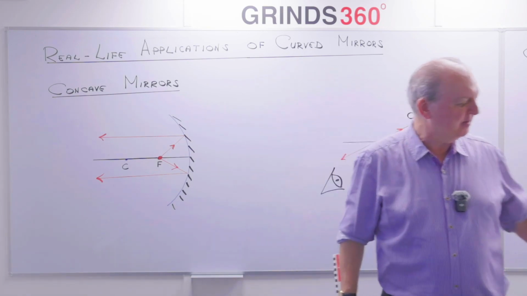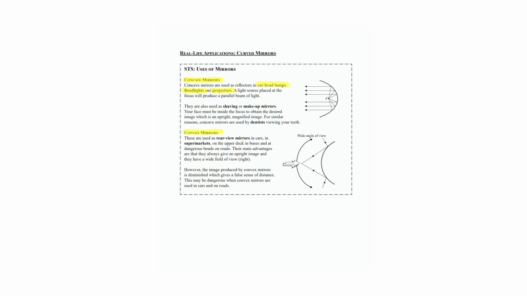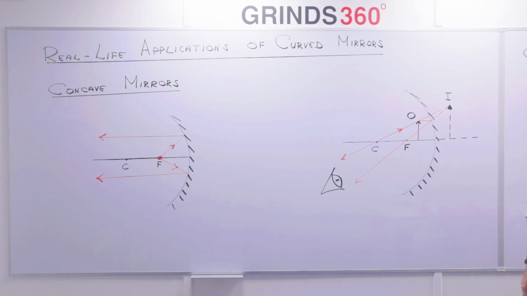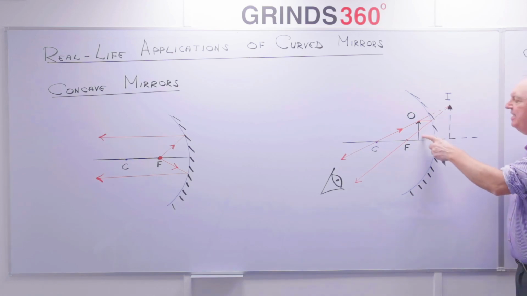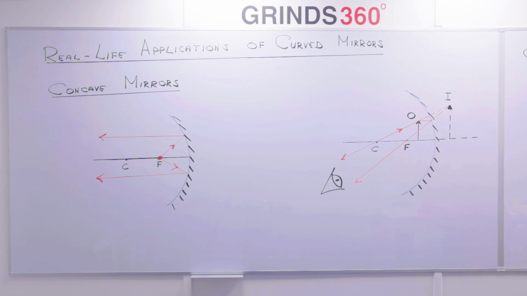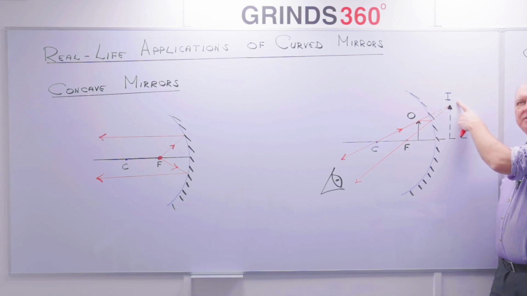Let's look at the next application. That can be used in shaving or makeup mirrors. Think about this. Think back to your image formation in concave mirrors and think back to the last diagram that you did. The last diagram we did was we placed the object inside the focus. I'm not going to draw the rays of light again. We've already done them. What did you end up getting? You ended up getting a virtual image, an upright virtual image, and magnified.